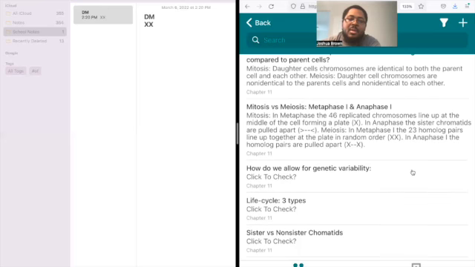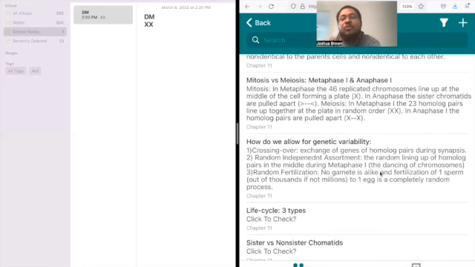All right. So how do we allow for genetic variability? And we've been talking about that throughout this lesson. So there are 3 ways that allow for genetic variability. You have the crossing over. Remember we were talking about synapses? So synapses, those cells are going to join together and they're going to exchange parts. That's going to add to that genetic variability.